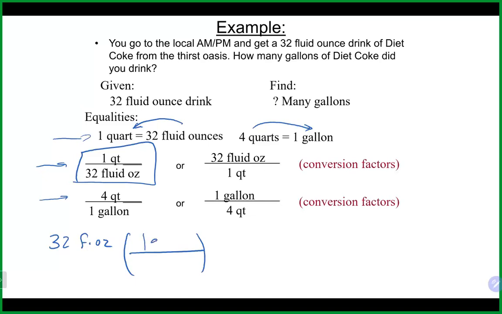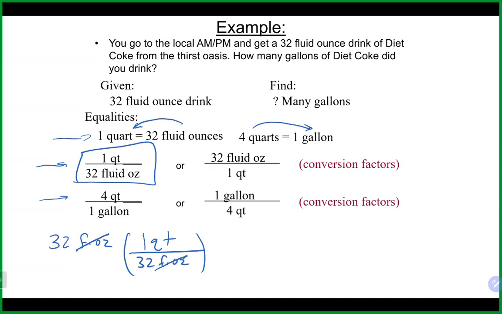That would give me 1 quart on top and 32 fluid ounces on the bottom. At this point, if I stop the calculation, we would have fluid ounces canceling each other out. The unit that we would be left with at this point is quarts. So that's close to what we want, but we do want to take the next step to get us to gallons. So we'll use our second equality to do so. By setting it up like this in dimensional analysis, we can clearly see that the quarts are up on top, which means to get rid of quarts, we need to put it on the bottom.